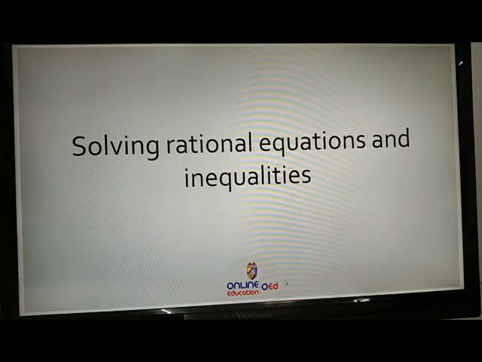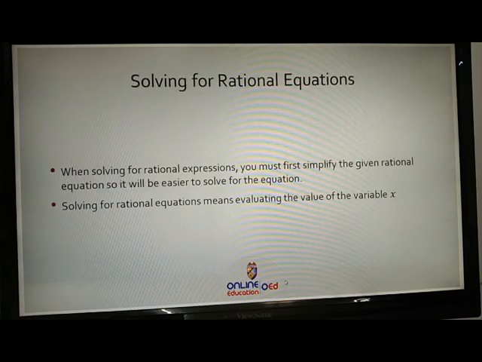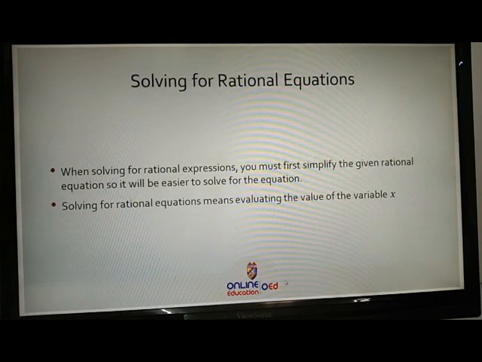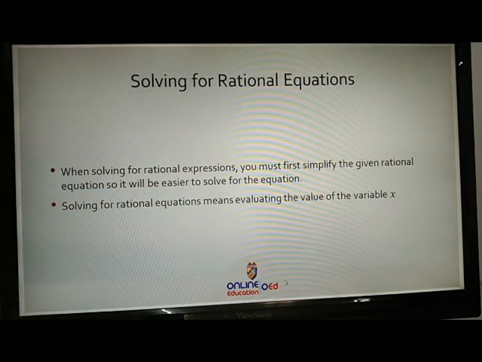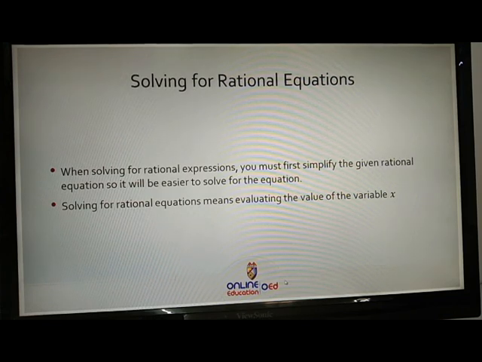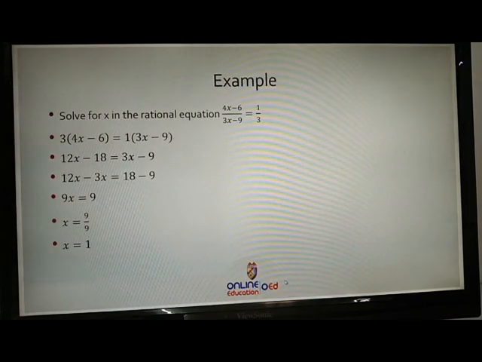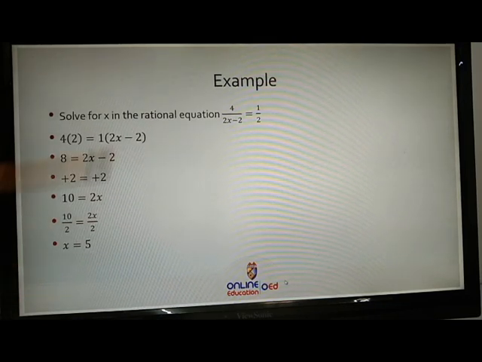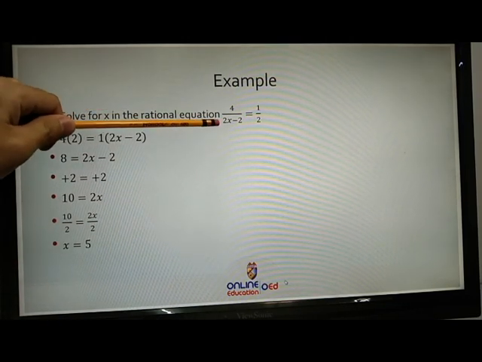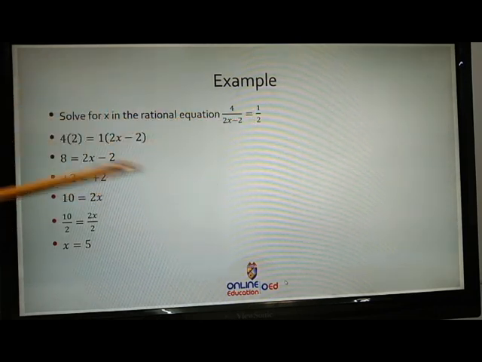Solving rational equations and inequalities. Solving for rational equations. When solving for rational equations, you must first simplify the given rational equation so it will be easier for you to solve the equation. Solving for rational equations means evaluating the value of the variable x. So for example, solve for x in the rational equation 4 over 2x minus 2 equals 1/2.